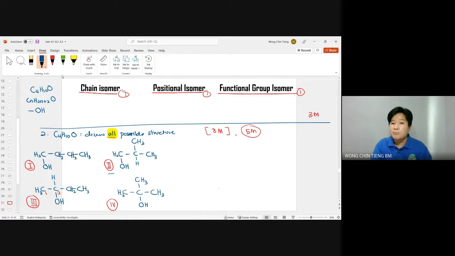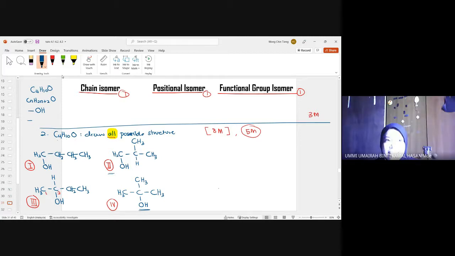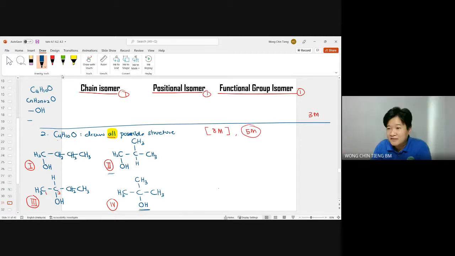Move on to functional group isomer. Functional group isomer macam biasa. Alcohol, the functional group isomer is your ether. How should an ether look like? What is the arrangement to prove that it's an ether? O duduk tengah. Yang ni pun O duduk tengah. C, O, C. Alright. Ether adalah COC. Betul? Okay, that is ether.